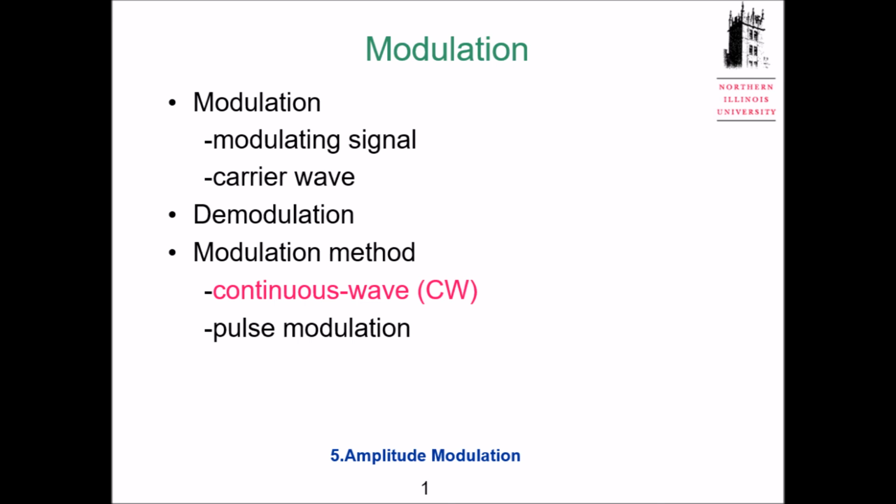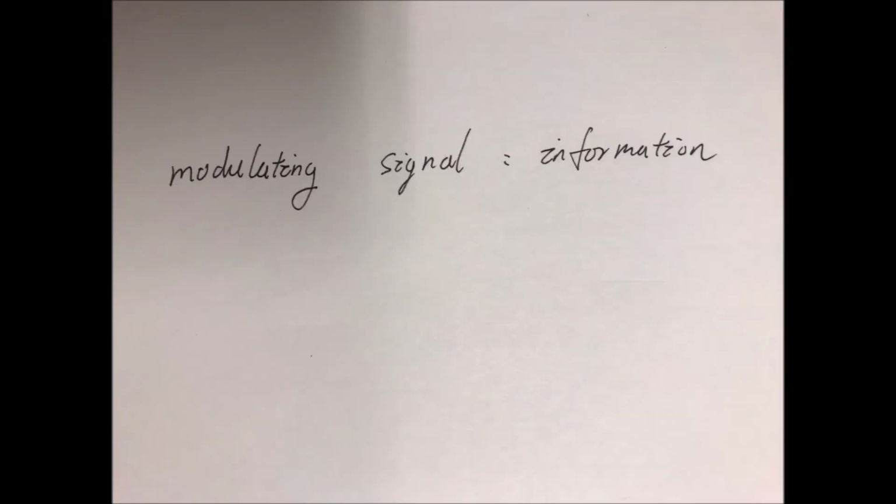So when there is signal, there will be something we have to transmit. This one will be information you want to transmit, either your voice, your music, text messages, images, video. And carrier wave, you can choose different carrier wave. And depending on different carrier wave, you have different kinds of modulation.